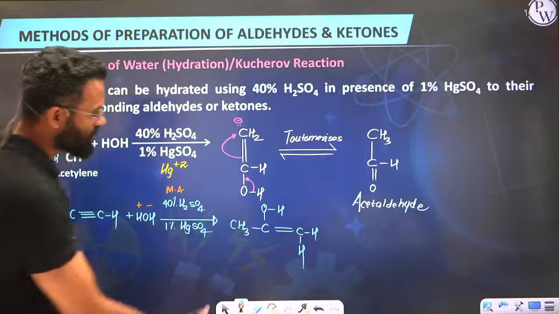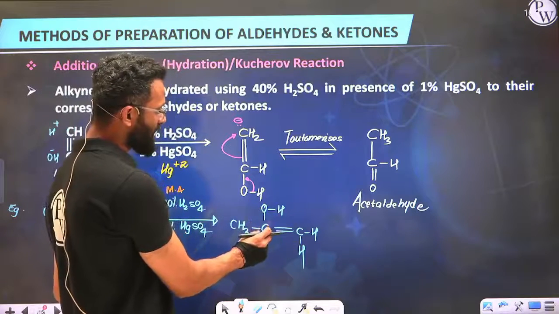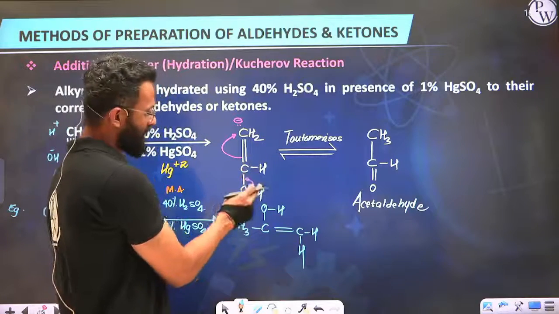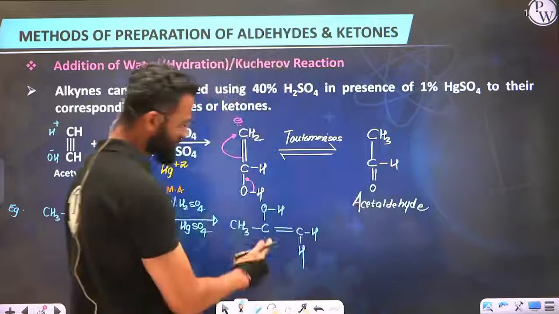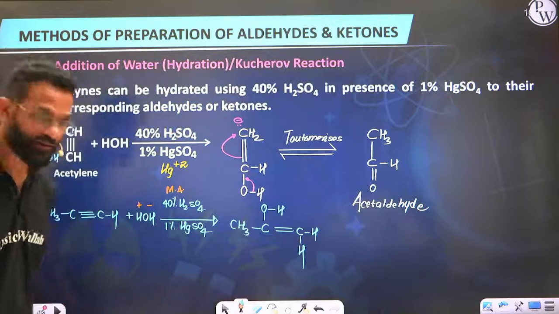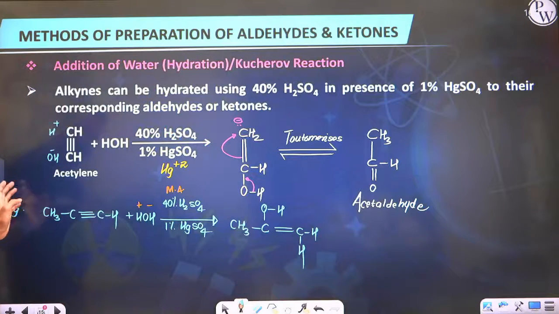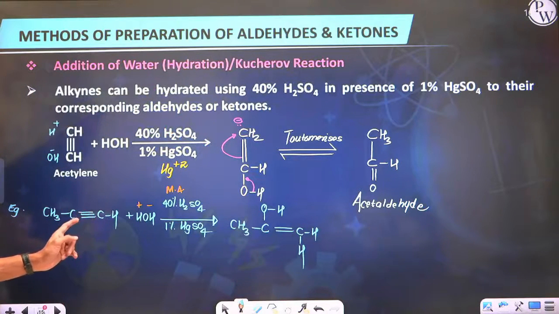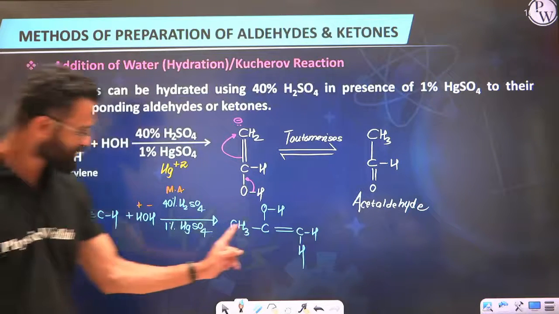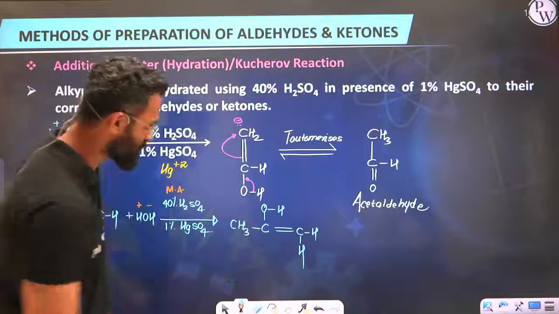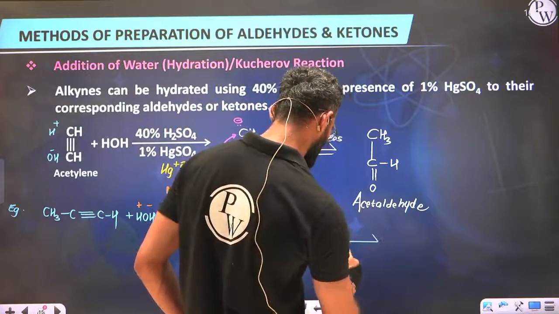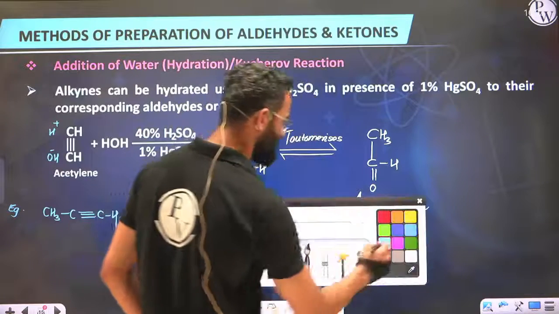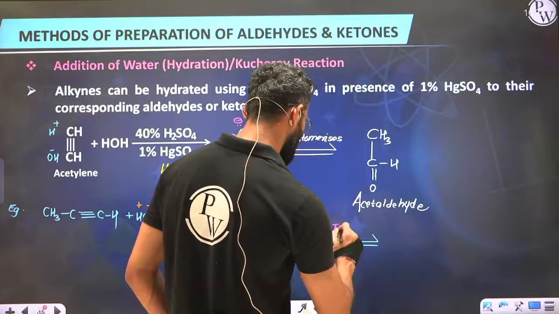So see, now we have got an enol, but the OH is not at the terminal carbon like it was here. As long as OH is present at the terminal carbon, you are always going to get an aldehyde. Now since it is present at the non-terminal carbon, and other than ethyne, for any other alkyne, you will always find that OH will be attached to the non-terminal carbon of the triple bond. That's what happened here. And now this will tautomerize.